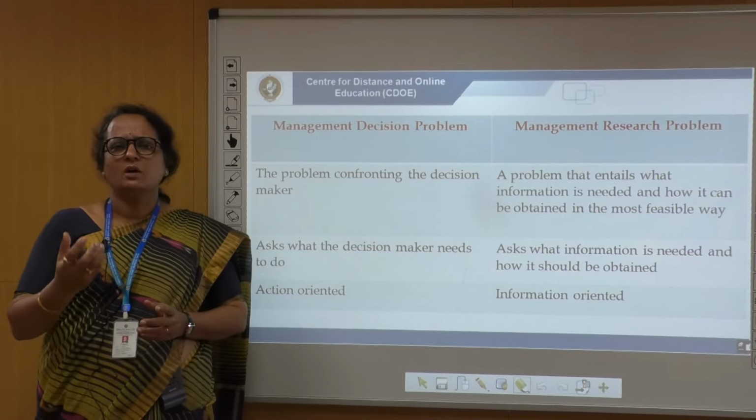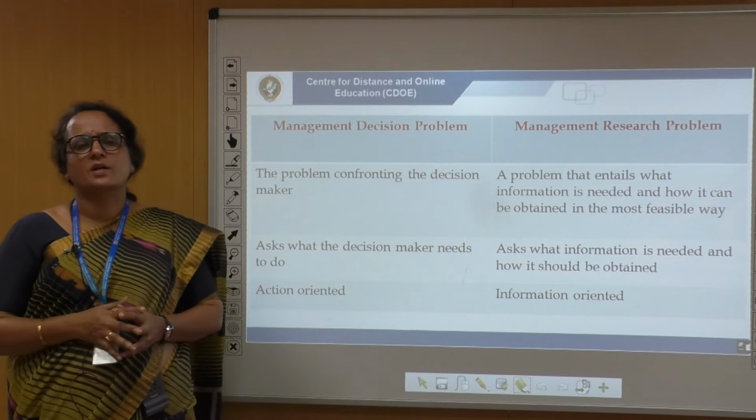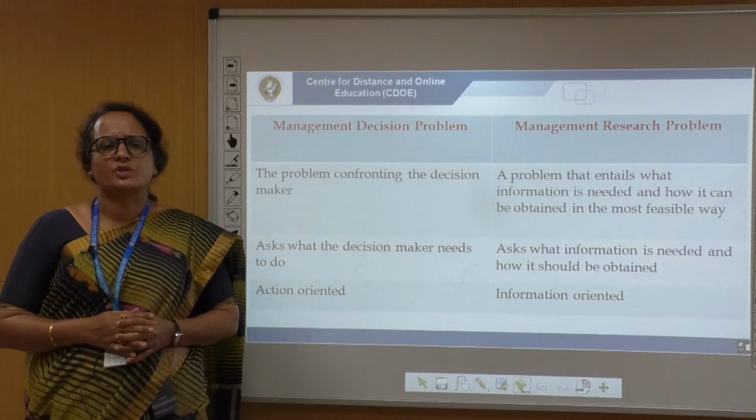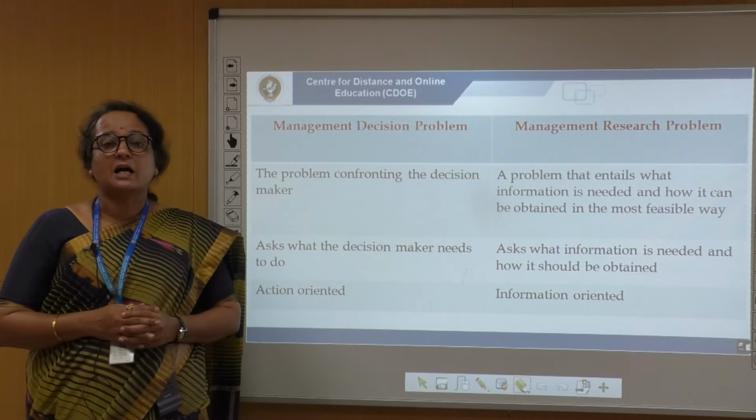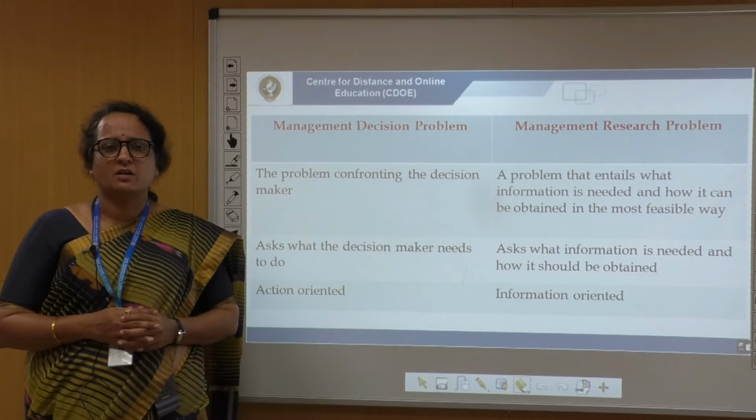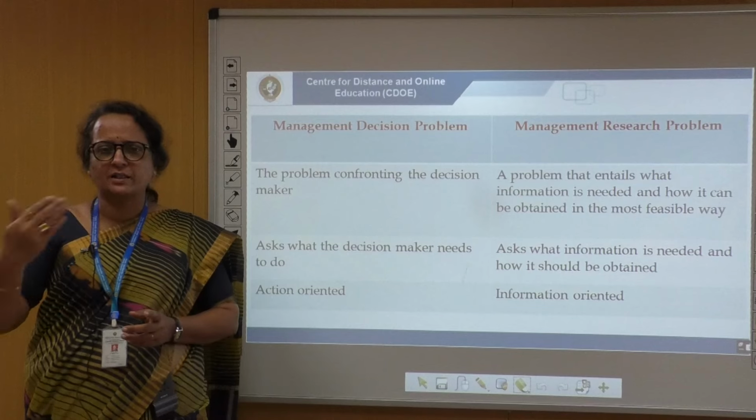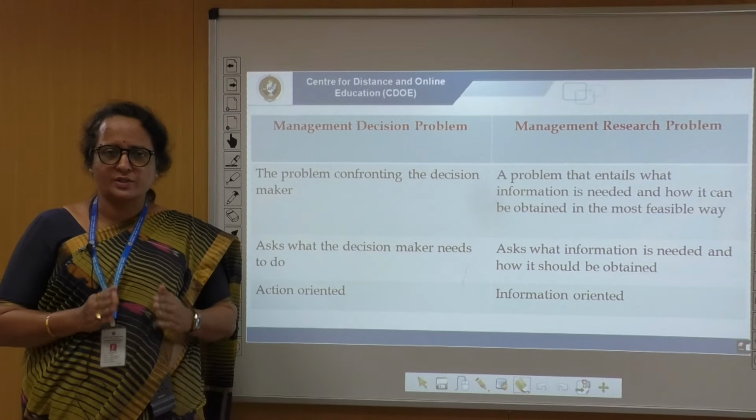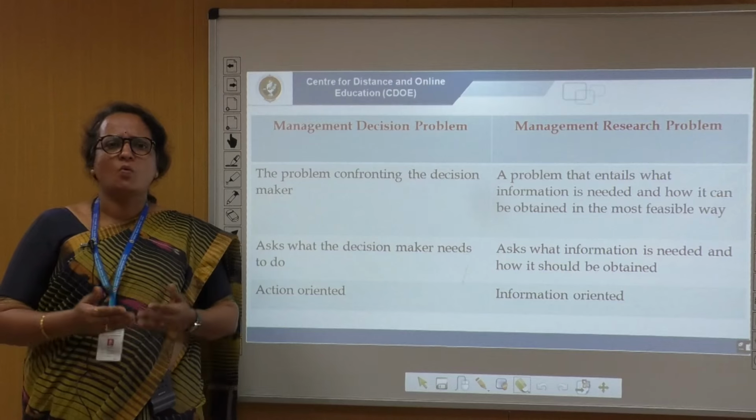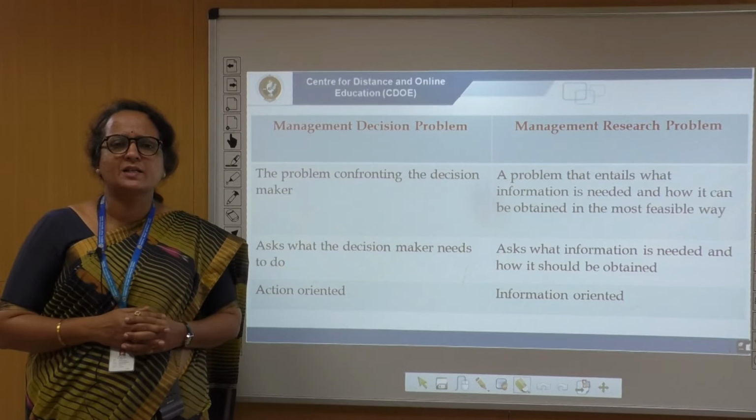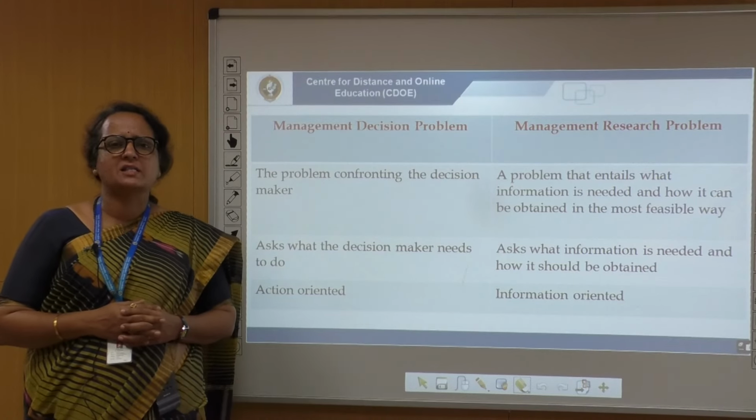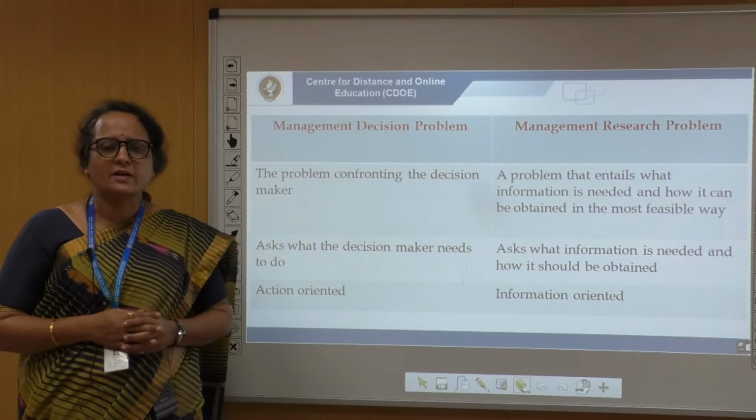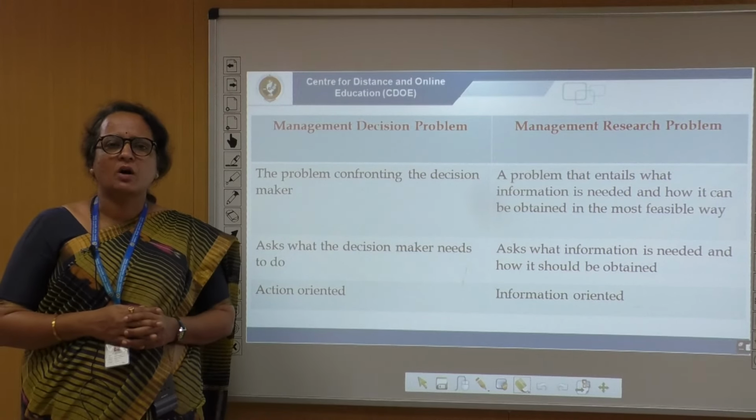So this is, in simple terms, what a decision problem is. A decision problem is a problem which is faced by the decision maker, the problem confronting the decision maker. So the problem which is faced by the decision maker is nothing but the decision problem. The decision maker first will identify what problem he is facing while taking decisions. If he realizes that, then he may go for an outside research agency to solve that problem.